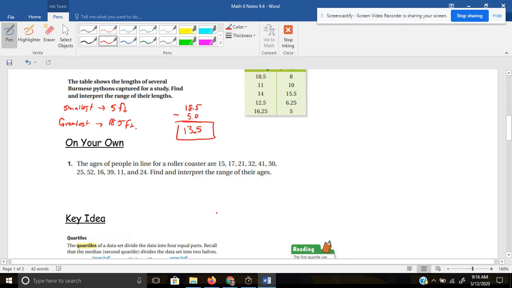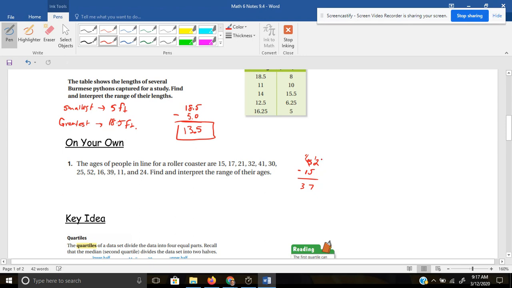It says the ages of people in line for a roller coaster are as follows. Okay, these are their ages. Find and interpret the range of their ages. Okay, so what is my biggest and what's my smallest number? Looks like 52 is my oldest age. Minus my youngest, I've got a 15. Looks like 15. So 52 minus 15. I borrow. 12 minus 5 is 7. 4 minus 1 is 3.